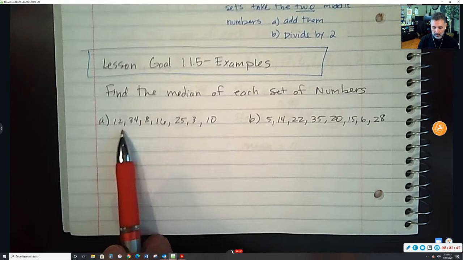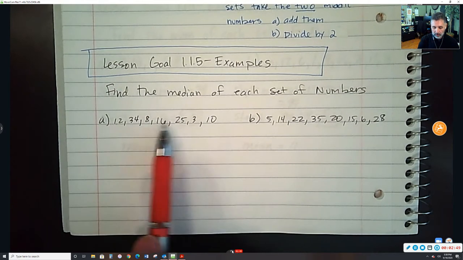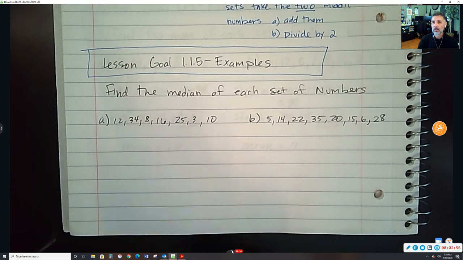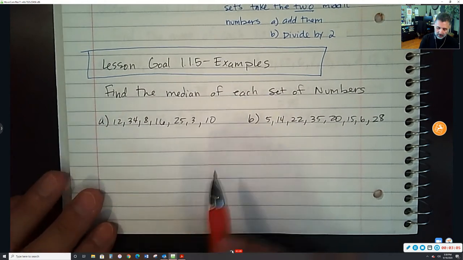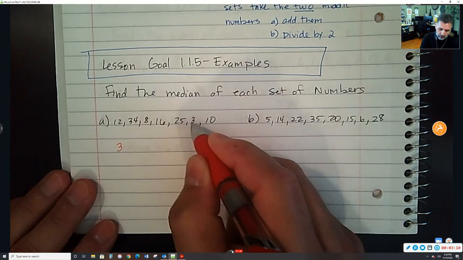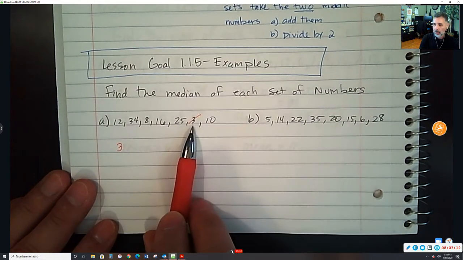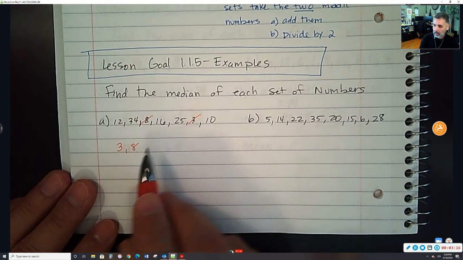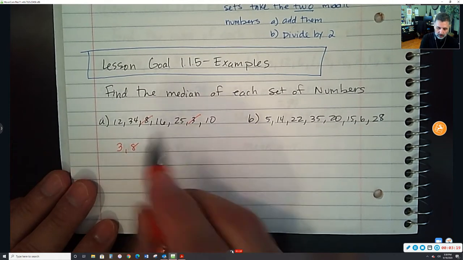So again, if you look at these 12, 34, 8, 16, 25, 3, 10, they're not in order. They have to be in increasing order or in order from smallest to biggest. However you want to say the order is, they need to be in order. Okay, so as I write these, step 1 would be put them in order. So as I write them in order, I also want to cross them off from here. That way I know that I had written the number down already. So next is 10.